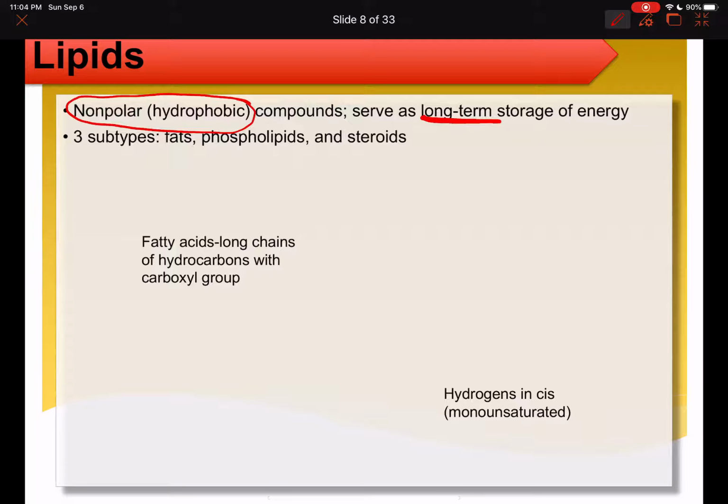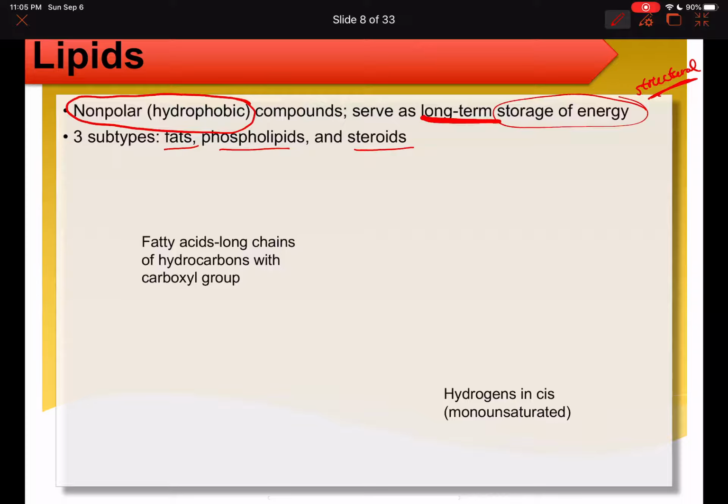And this is something you will learn when you get to anatomy and physiology if you're going down that route. Okay, so there are lipids that are for structural purposes as well. Not only do they serve as storage of energy, there will be ones that are for structural purposes that we'll talk about in a bit. Okay, so hence we will discuss 3 different subtypes of lipids: fats, phospholipids, and steroids.